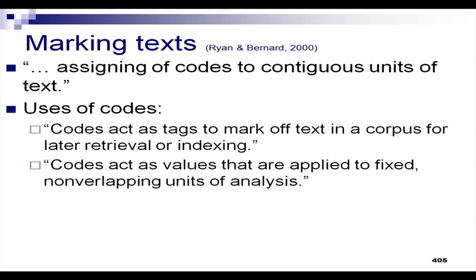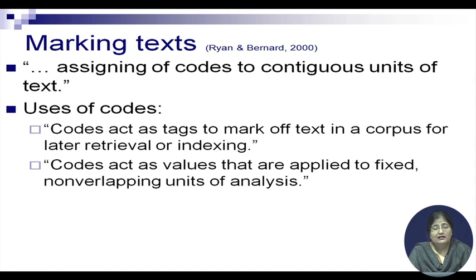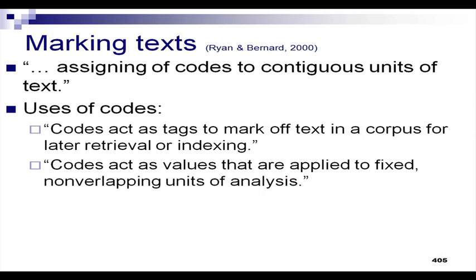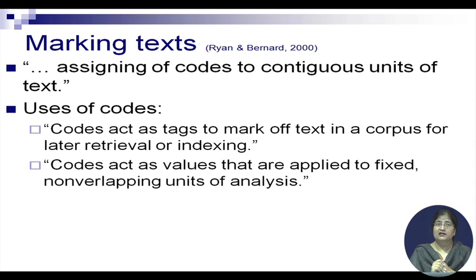Okay, marking texts. When we talk about marking texts, we assign codes to contiguous units of text. So we built our code book, then we take those codes and go back to the text and try to connect whatever we have built in the code book to the text itself. The use of codes acts as tags to mark off text in a corpus for later retrieval or indexing.